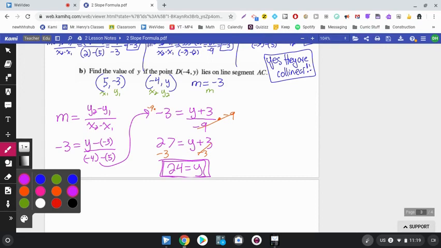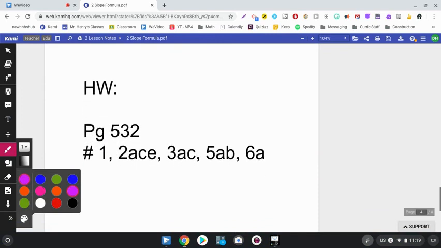So let's take a look at some homework. Page 532, 1, 2AC, 3AC, 5AB, 6A. And that is your homework that we're going to do for this lesson. And that is it for today.